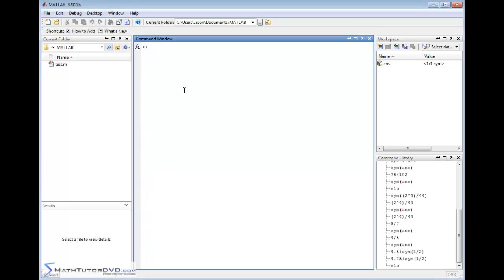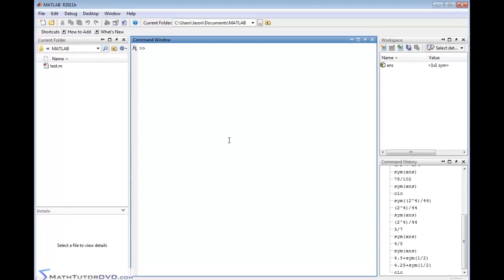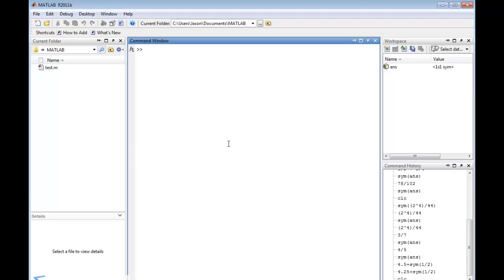Alright, so I've cleared the screen and I just want to show you a few more things to get you comfortable with what we're doing so you can use it to your maximum benefit. First of all, let's do something easy like 4.25 plus 11 halves. That's just a calculation where we're taking this decimal plus 11 divided by 2. There's no sym anywhere, so we expect MATLAB to return this answer.